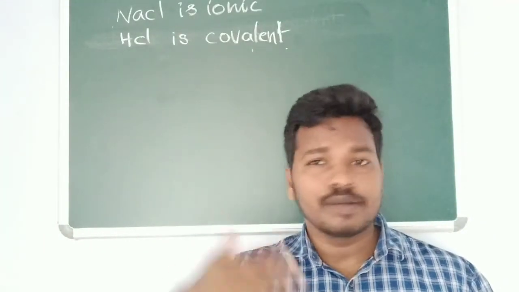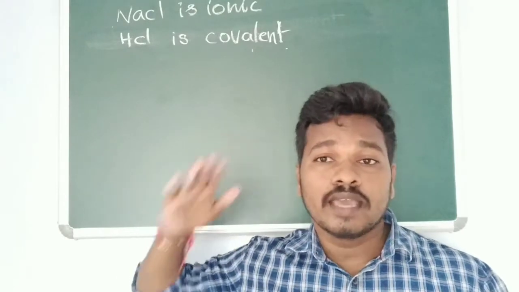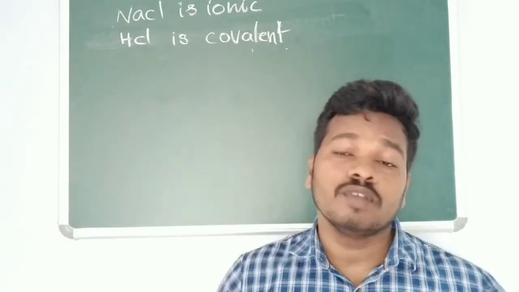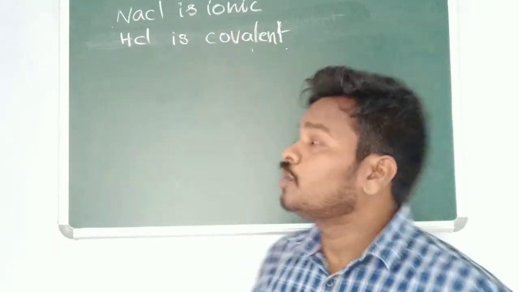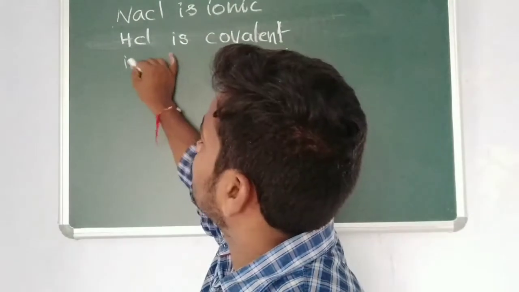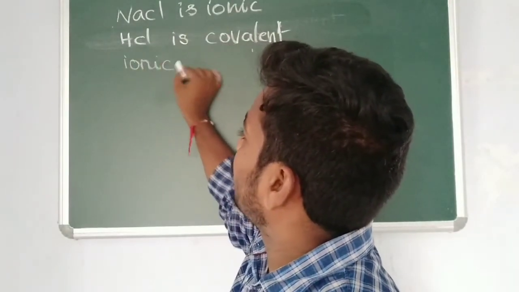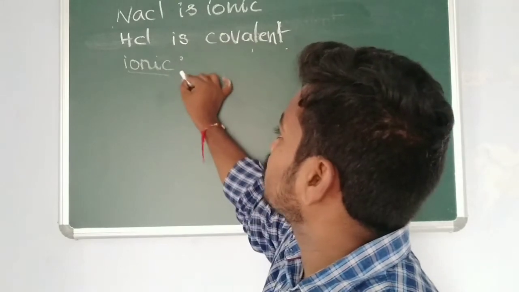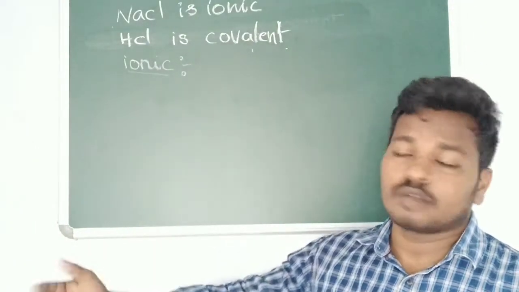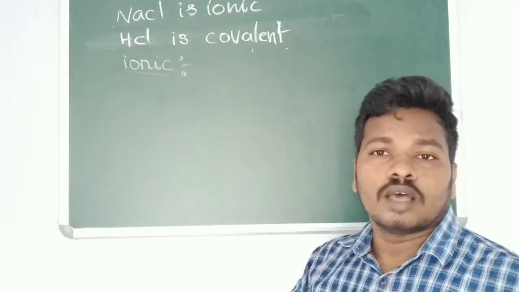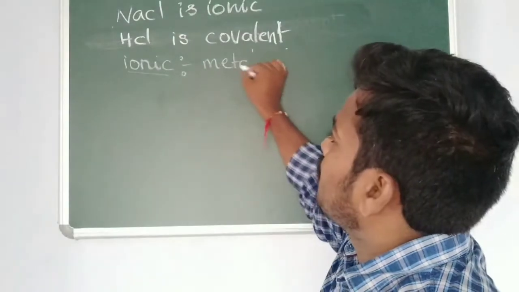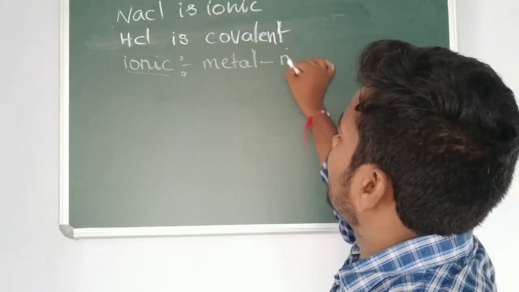So today I am going to discuss the topic: NaCl is an ionic compound whereas HCl is a covalent compound. What will be the reason? If you talk about ionic compounds, the bond is formed between an electropositive and an electronegative atom, where one atom loses its electron and another atom gains it to get stability. This means the bond is formed between a metal and a non-metal.